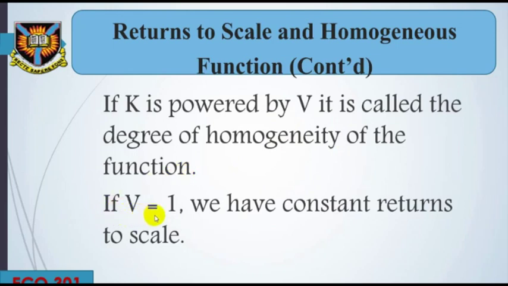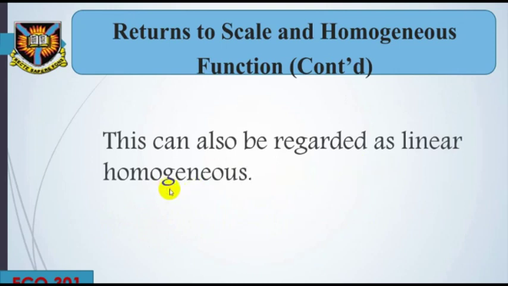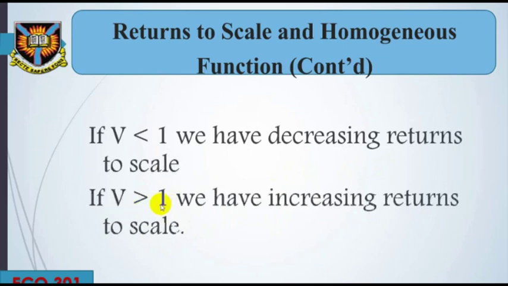If v is equal to 1, we have constant returns to scale. This can also be regarded as linear homogeneous. If v is less than 1, we have decreasing returns to scale. If v is greater than 1, we have increasing returns to scale.